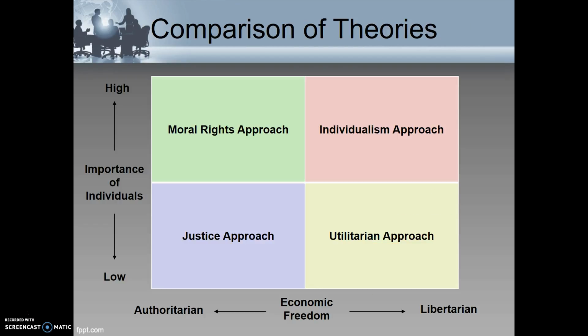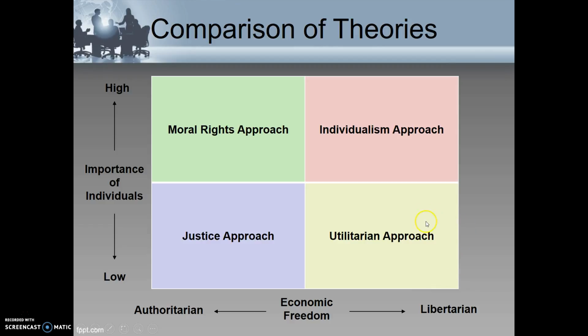So you can compare these theories with each other. There are some similarities and some differences. You notice that the two theories on the top here tend to be more individual focused. So with moral rights, I'm focusing on the rights of each individual. In an individualism approach, I'm focusing on my own benefits. The bottom two are less focused on the individual and more focused on the majority. In justice, I'm focusing on the same rules applying to everybody, and in utilitarian, I'm trying to benefit as many people as possible.